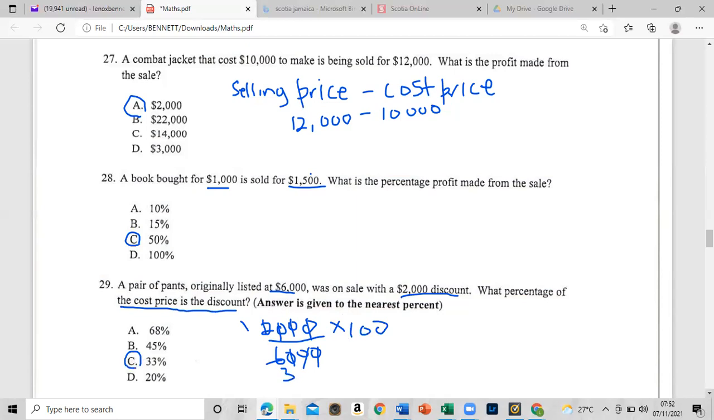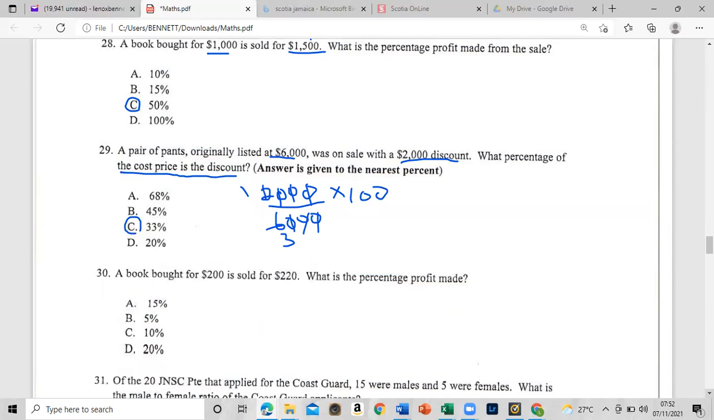Let's go. A book bought for $200 is sold for $220. What is the profit made? So the profit made is $20, right? But you want a percent of it. So it's $20 over the original cost price, which is 200, times 100%.